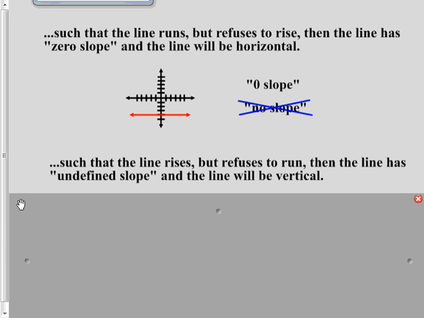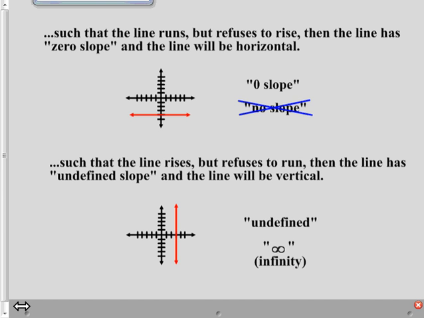On the flip side of that, we could have a slope that indicates that the line will rise but refuse to run. That means we will have a number in our numerator, but our denominator will be a 0. And as you should recall from our discussion on vertical asymptotes, zeros in the denominator cause the fraction to fail, and we have an undefined situation there. That means that our graph is vertical. So the slope of a vertical line will be called undefined, or from time to time you will see the infinity symbol.